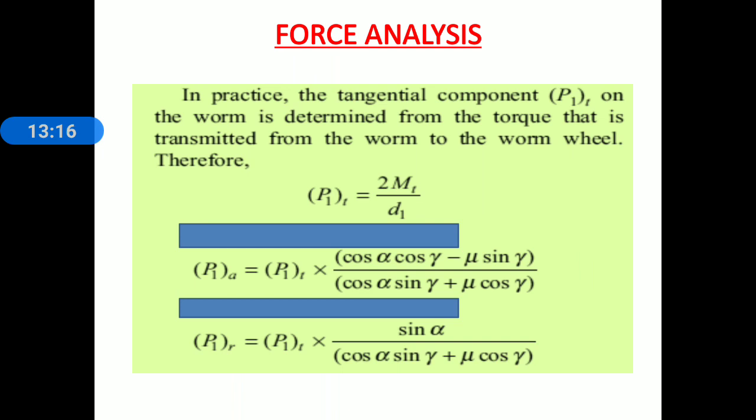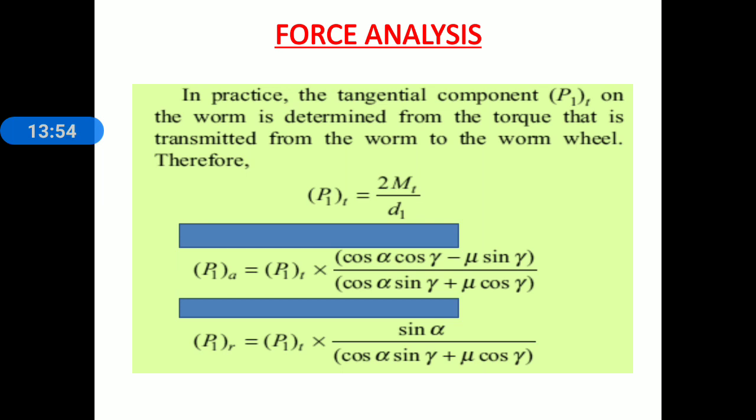In practice, the tangential component P1T on the worm is determined from the torque that is transmitted from the worm to the worm wheel. Now here we know the relation for torque: P1T is equal to 2 Mt divided by d1. Mt is the torque in Newton millimeter, and d1 is the pitch circle diameter of the worm. Now we find the axial and radial components acting on a worm. Here we divide the axial and tangential components, and similarly the radial and tangential components.